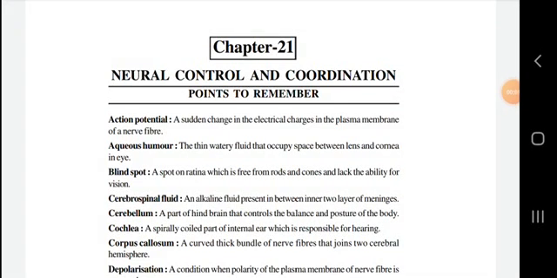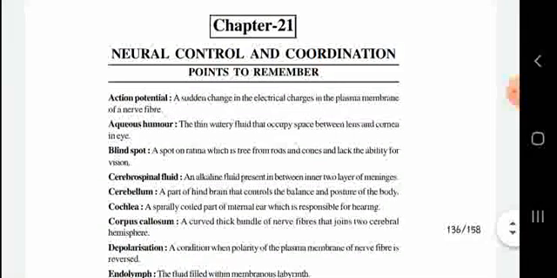Today I'm going to explain the 11th standard biology 21st chapter, Control and Coordination. In my last video I explained the Locomotion and Movement chapter. In this video I'm going to explain Neural Control and Coordination.